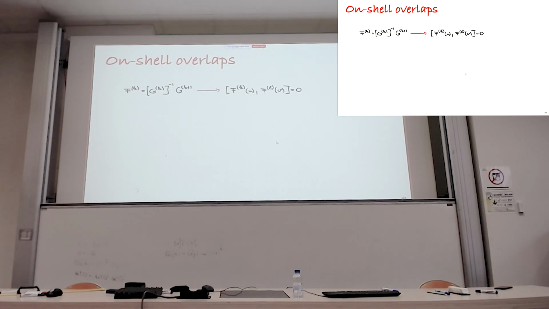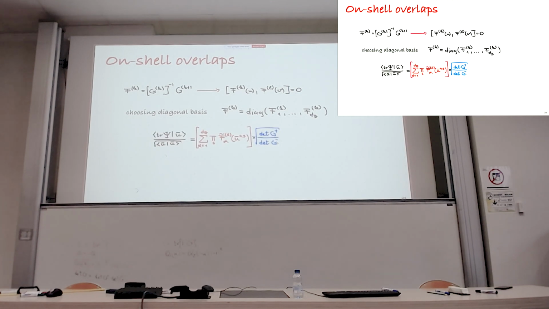And for the on-shell overlap, we define this combination. So this combination does not depend on the normalization of the K matrix. And of course, these F operators are also commuting. Therefore, we can choose a diagonal basis for these F operators. And the normalized on-shell overlap for the periodic matrix product state looks like this, and the spectrum of this F operator goes to this formula.